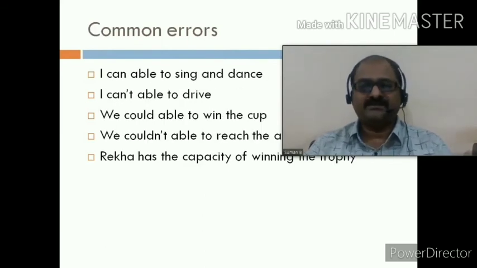Next, common errors. There are some common mistakes that people, knowingly or unknowingly, commit while expressing abilities. The most common of these is I can able to sing, dance. As we discussed, can and able are different verb forms that have the same meaning. So this is a common mistake that happens.